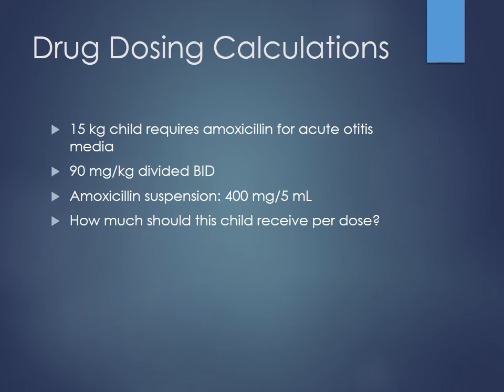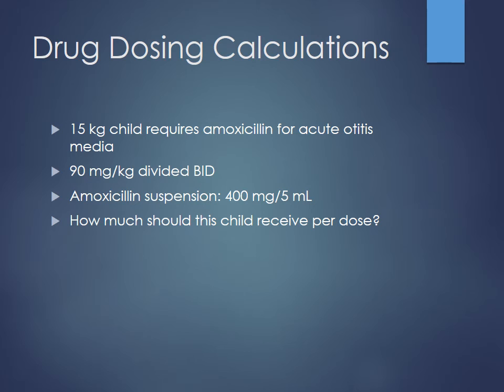Okay. So let's say we have a 15 kilogram child. He has acute otitis media. Now we need to dose him with amoxicillin for this. Okay. So we're going to be giving him 90 milligrams per kilogram per day, and we're dividing that twice a day. So how much is he getting per dose? Should be 45 mg per kilo per dose.